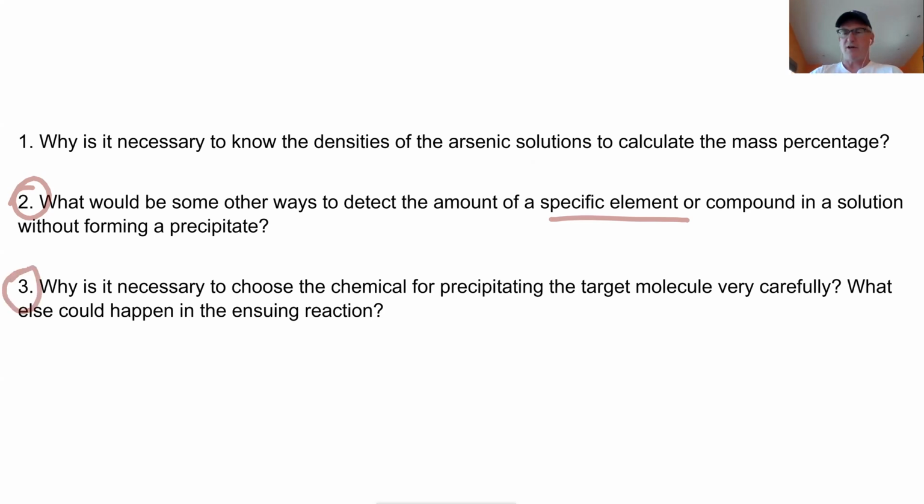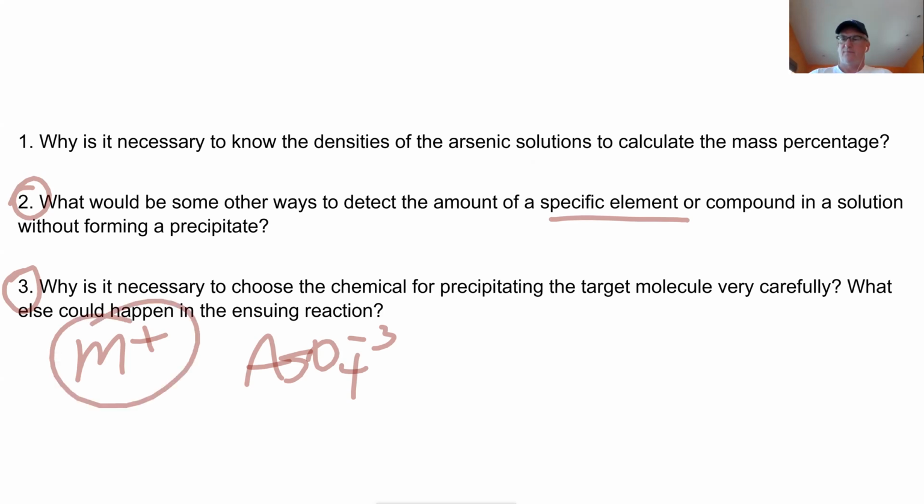So the third one, I'm kind of curious about. I want to precipitate arsenate ion. Now I'm going to put a cation in there, right? I'm going to put some sort of metal cation in there to interact with the arsenate and precipitate it. Why is it important that I choose this metal ion carefully? To make sure it doesn't react with anything else or precipitate with anything else.